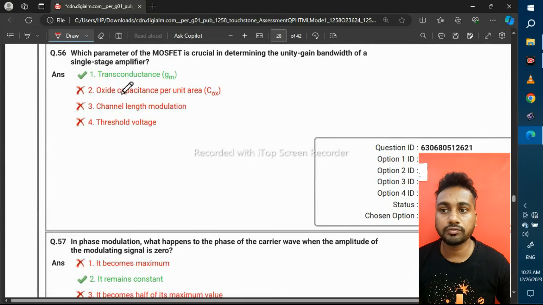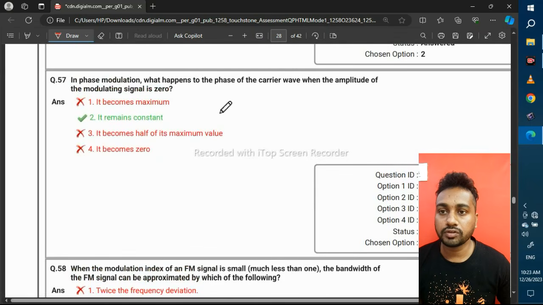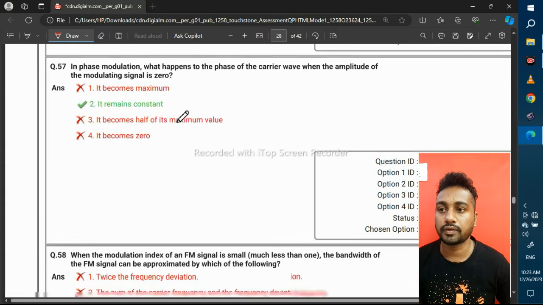Which parameter of a MOSFET is crucial in determining the unity gain bandwidth of a single stage amplifier? This is transconductance, so gm. This is also right. In phase modulation, what happens to the phase of the carrier wave when the amplitude of the modulating signal is 0? It will always remain constant. Option B is the right answer.